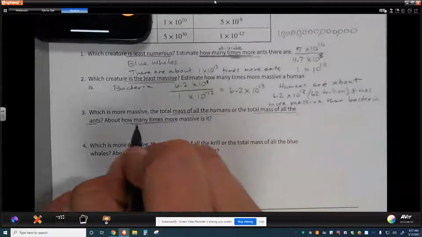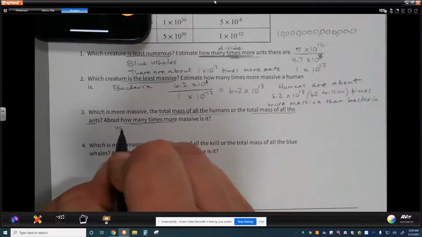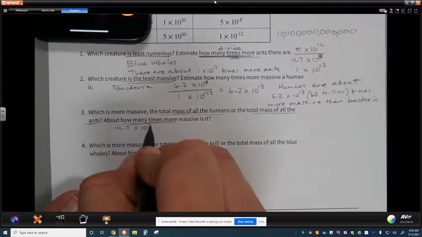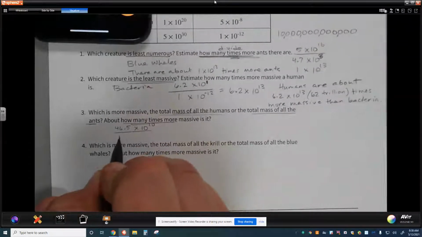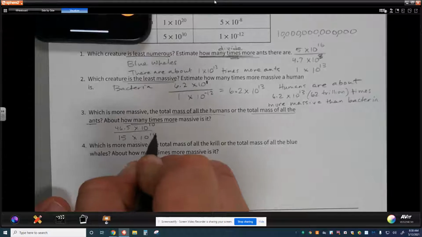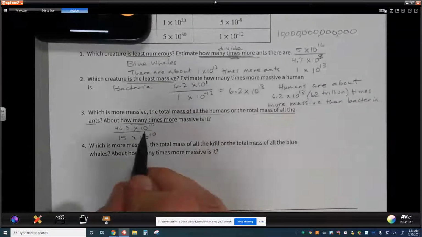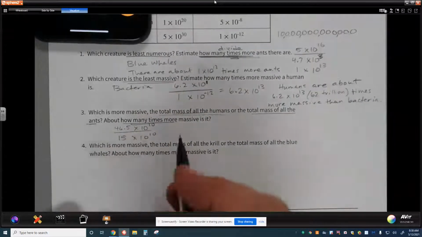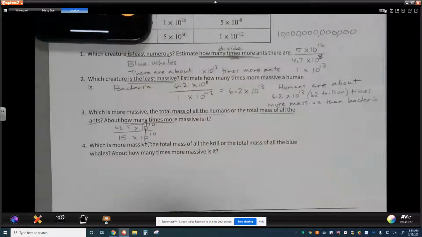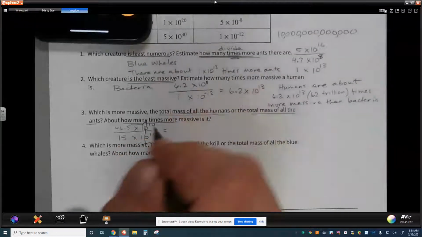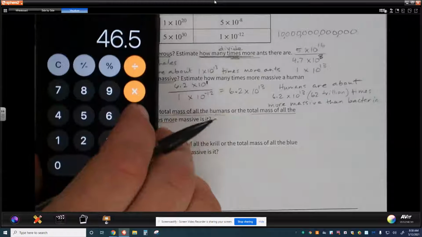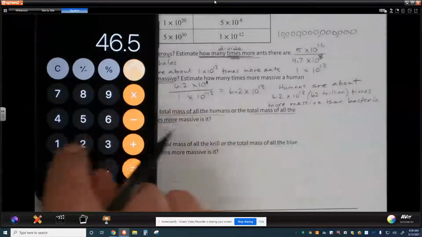The total mass of all humans was 46 and 5/10 times 10 to the 10th power, and then 15 times 10 to the 10th power. You might be asking, why is this a good thing? Well, 10 to the 10th power divided by 10 to the 10th power is 1. That part's pretty simple. We go back to our calculator, 46 and 5/10 divided by 15, we get 3 and 1/10.